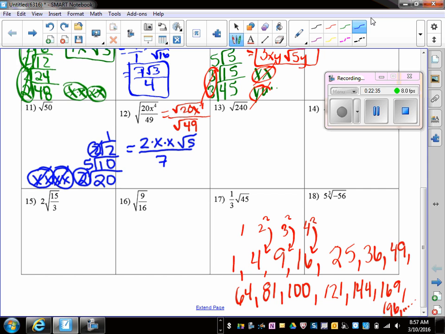So let's simplify it. What's x times x? x squared. Square root of 5, all over 7. Can I reduce 2 and 7? No. That's our answer. Questions on that?